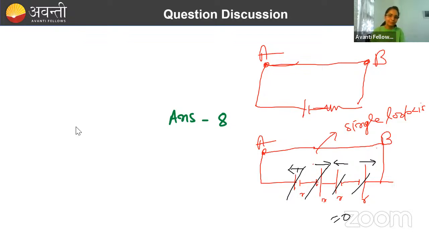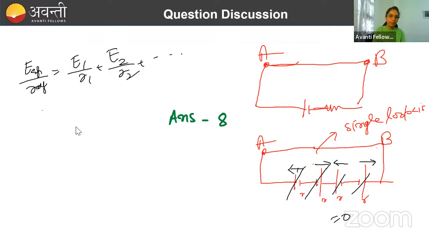Done. So इस तरह से हम लोग चेक करते हैं सीरीज में. पैरेलल के लिए आपने फॉर्मूला पढ़ा होगा ना? E effective by R effective is equal to what? E1 by R1 plus E2 by R2 plus dot dot, where 1 by R effective can be written as 1 by R1 plus 1 by R2 plus dot dot. Done. So this was the formula for parallel combination of cells, and this was the formula for series.